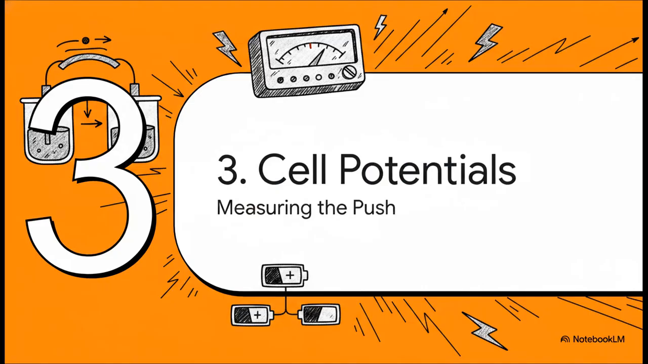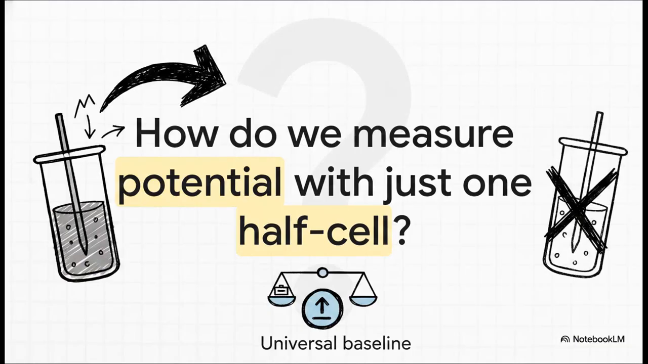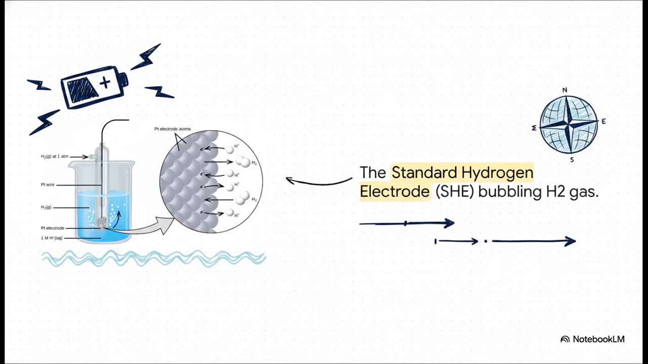Section 3. Calculating cell potentials, measuring the push. Okay, this brings up a really fascinating problem. Potential, or voltage, measures the driving force pushing those electrons. But here's the catch. You can't measure a single half cell in isolation. An electron transfer fundamentally requires both a donor and a recipient. So if we can only ever measure the difference between two half cells, we urgently needed a universal baseline to compare everything against. Enter the standard hydrogen electrode, or the SHE.